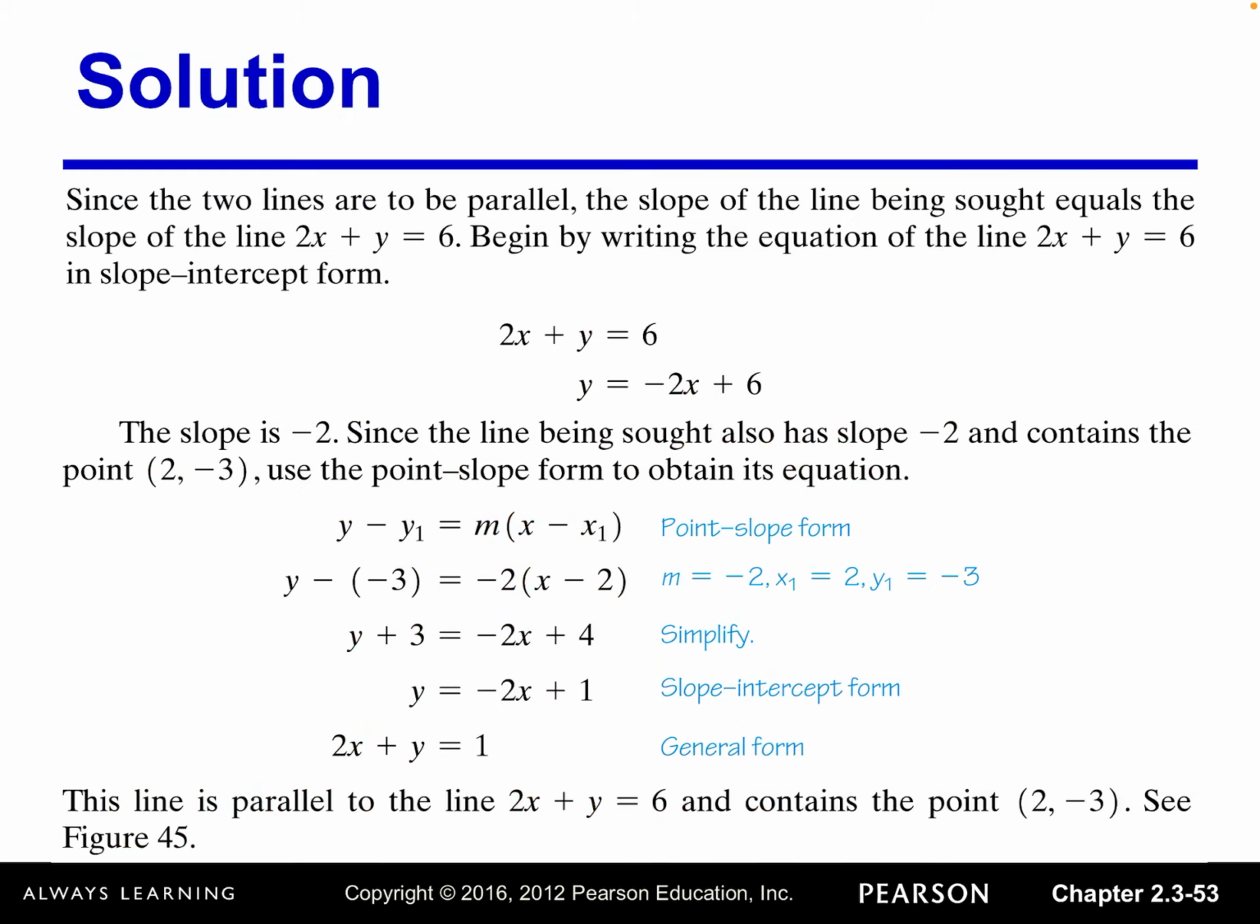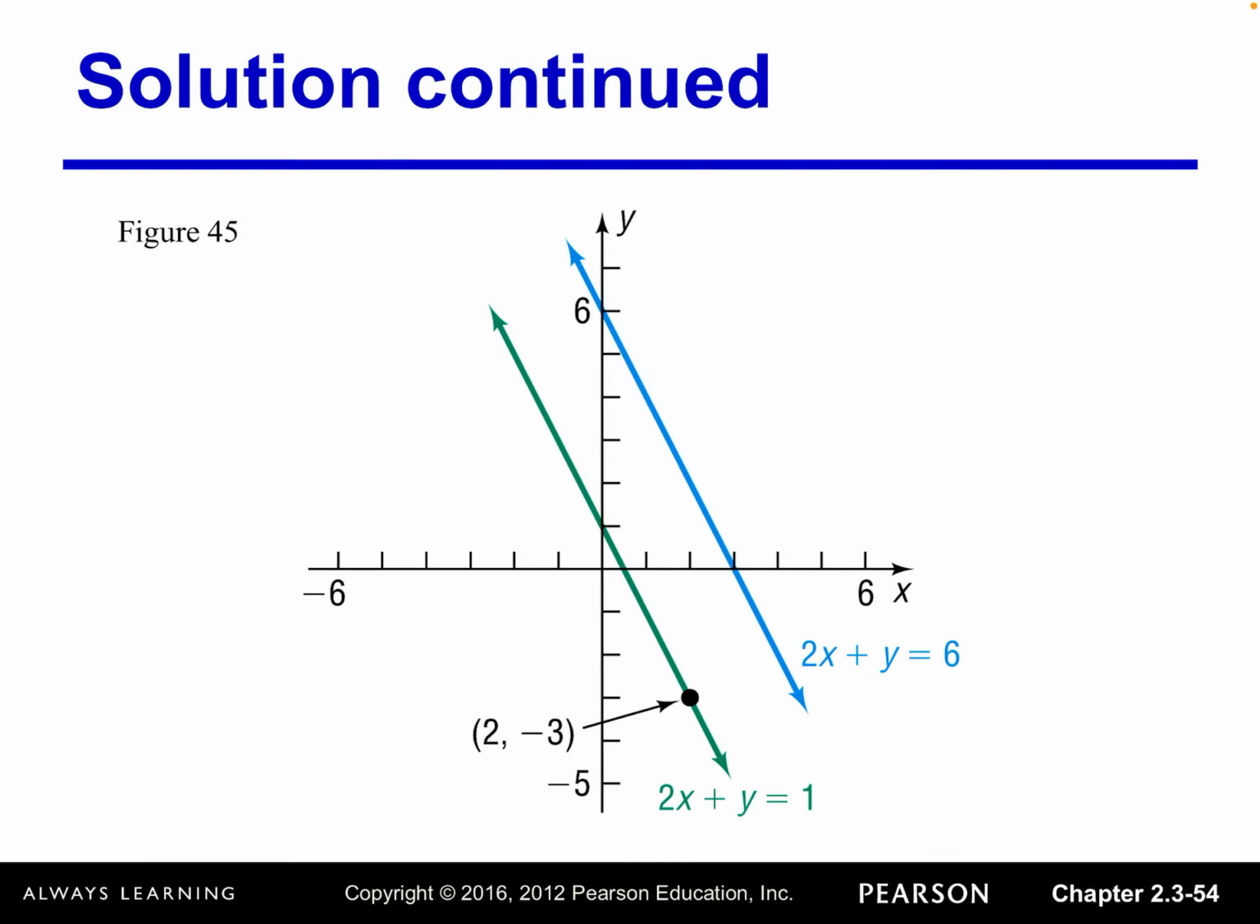Okay, and then we can graph it. This is the graph. This is the given line, the blue one, 2x plus y equals 6, that's the given line. And then the green line is the one we identified, parallel to this blue line and passing through the point (2, negative 3).